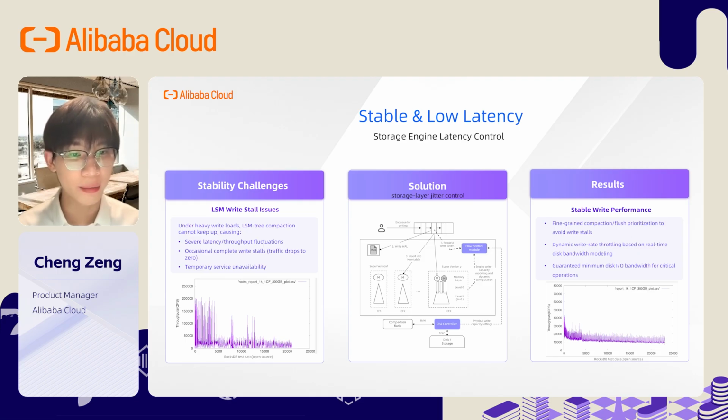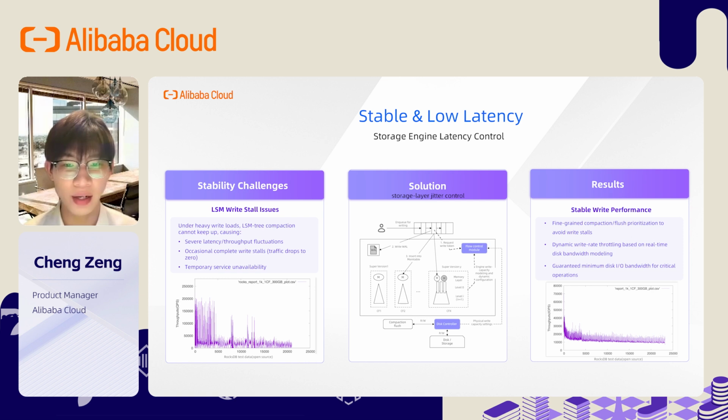We can call it LSM tree, a model known for excellent performance in write-heavy scenarios. However, LSM tree has a well-known weakness, write blocking. Under high write pressure, background operations like compaction and flushing can consume heavy resources, causing incoming write requests to be blocked. Once write blocking happens, client request latency spikes dramatically. In the worst case, the system might even stop accepting writes completely, leading to service outage.